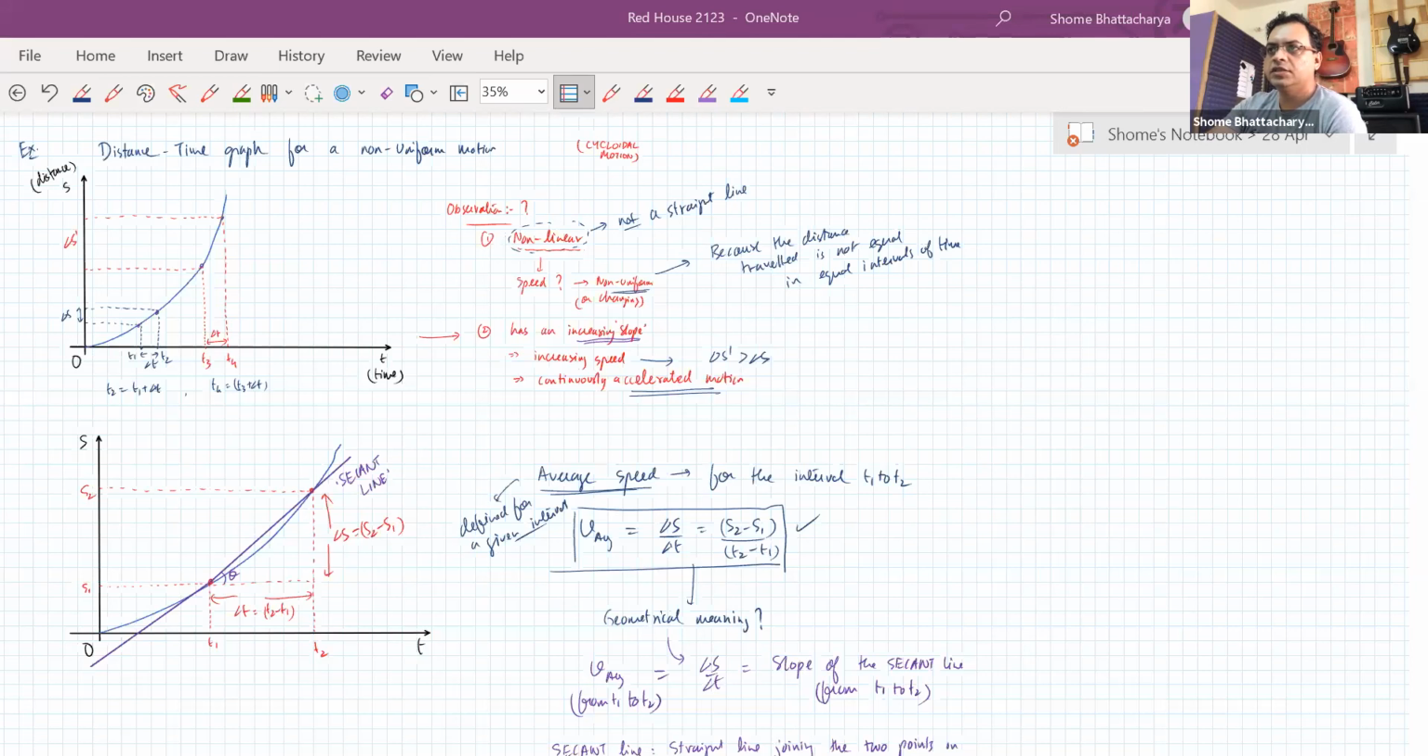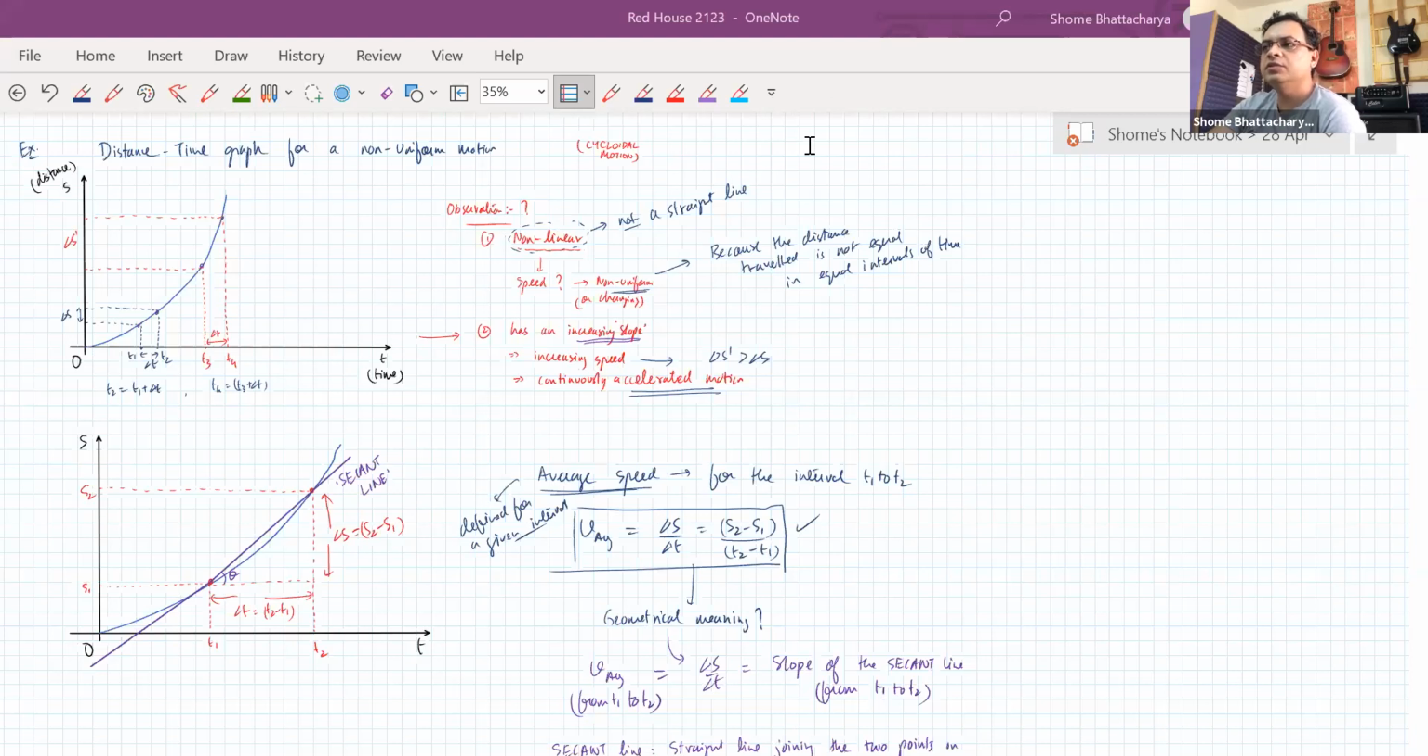Sir, between the algebraic expression and geometric expression, there will be some difference, right? Difference in the sense that, means what the final answer we will get. Like here we are doing S2 minus S1 upon T2 minus T1, and here we are considering tan theta. So in both the values there will be difference.